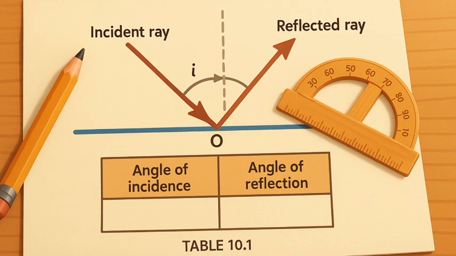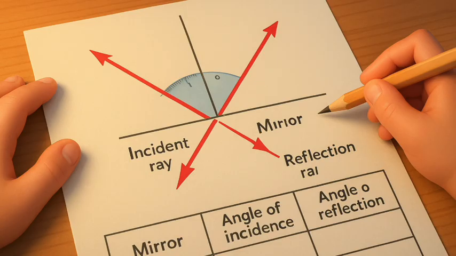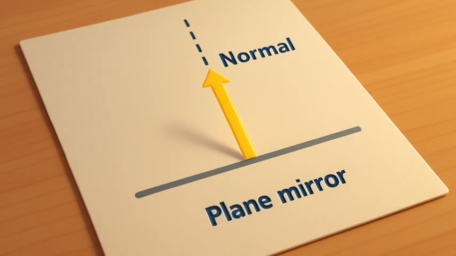On your drawing, measure the angle of incidence and the angle of reflection and note it in Table 10.1. Repeat the activity several times by changing the angle of incidence. Finally, let the incident beam fall on the mirror along the normal and observe the direction of the reflected beam. What would be the angle of incidence and angle of reflection in this case? Both the angles would be 0 in this case.